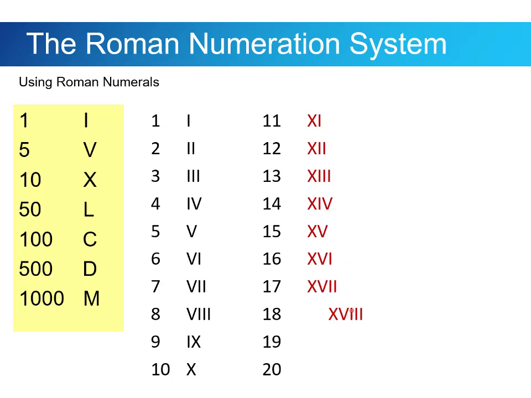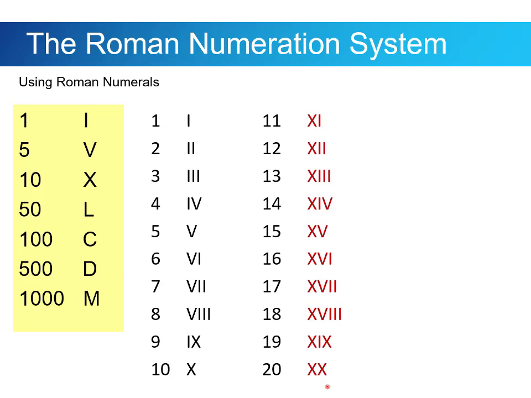XVII, XVIII. Oh, something's going to happen now with 19, XIX. So the original X for 10, plus an additional 9, that gives me 19. And then I end up with 20. So 20 then becomes XX. I'm adding together my two 10s to get 20.